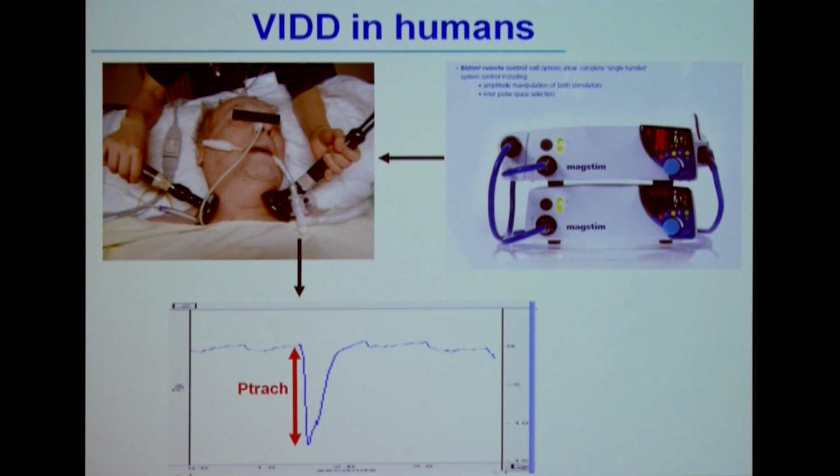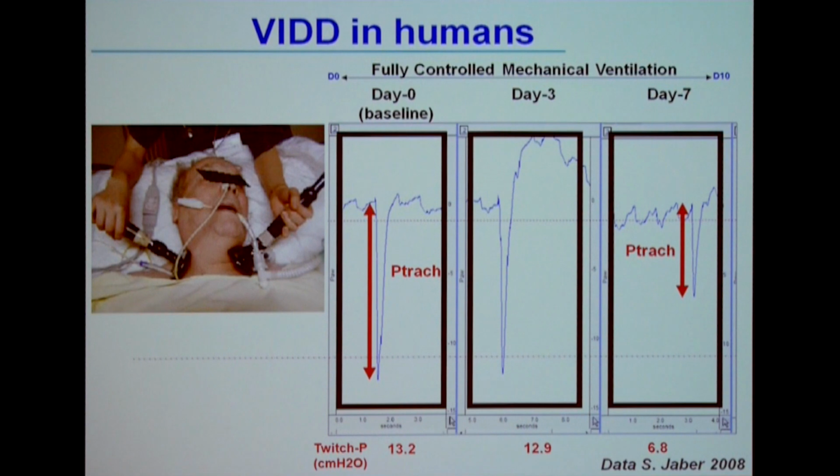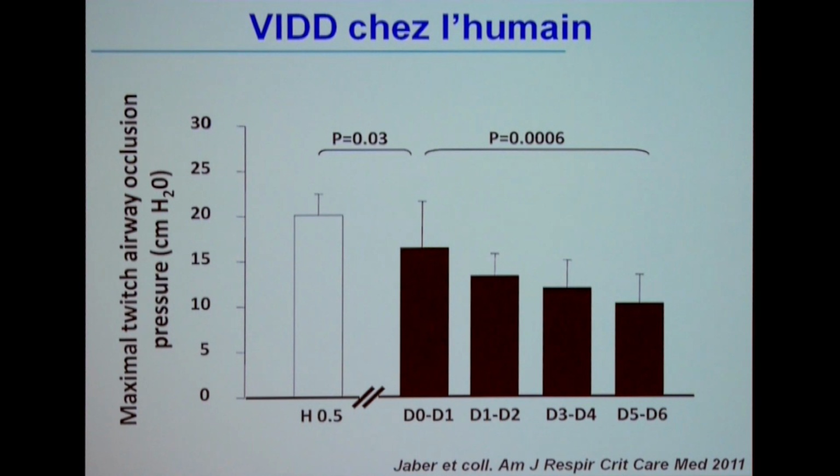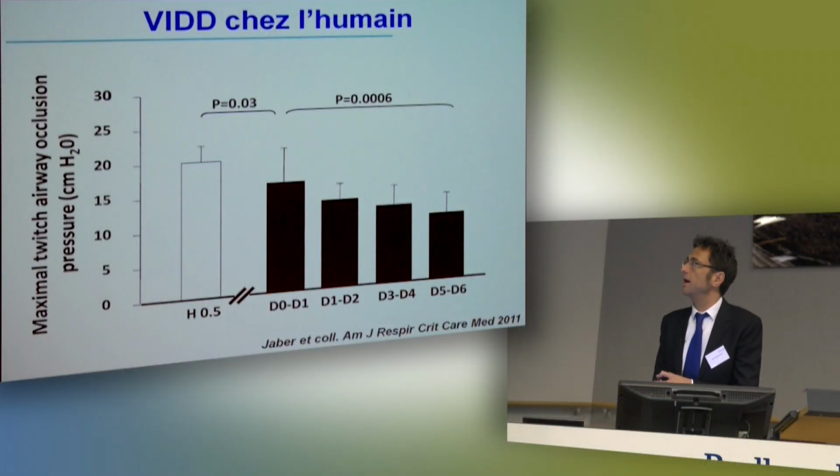It's called a twitch. And what has been observed by Samir Jaber's team from Montpellier is a typical trace of a patient. So at admission, there is no dysfunction in these patients. And on day 3, no dysfunction. And on day 7, a strong dysfunction appears. And in this first report on 6 patients, what we have is a slow decrease in the diaphragm force along the ICU stay.